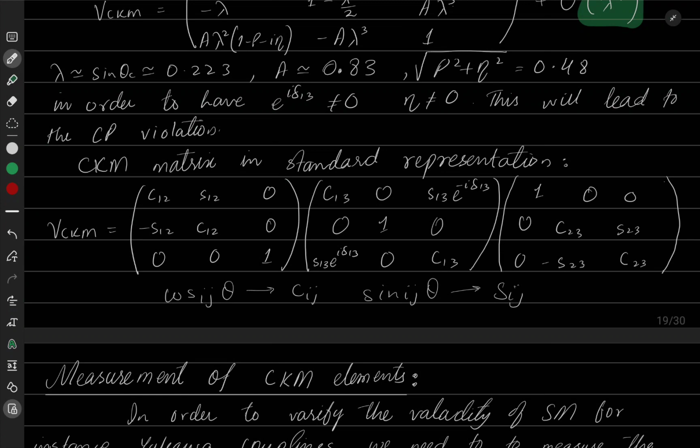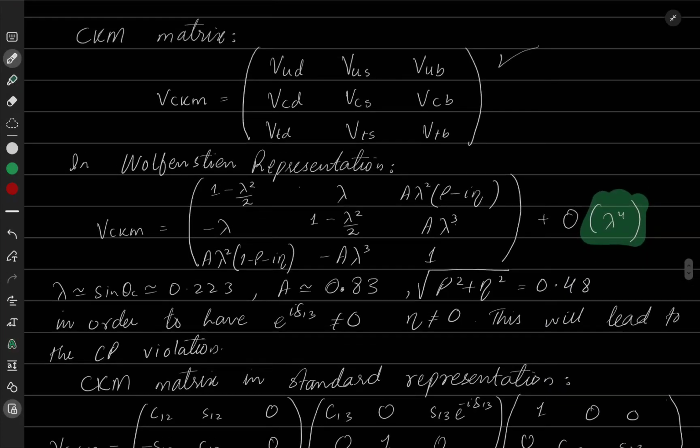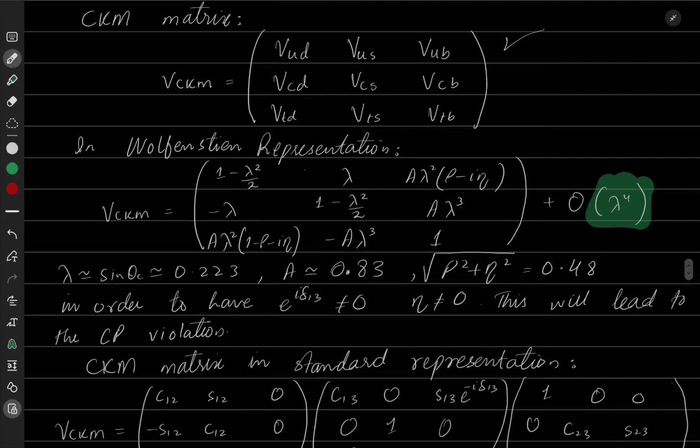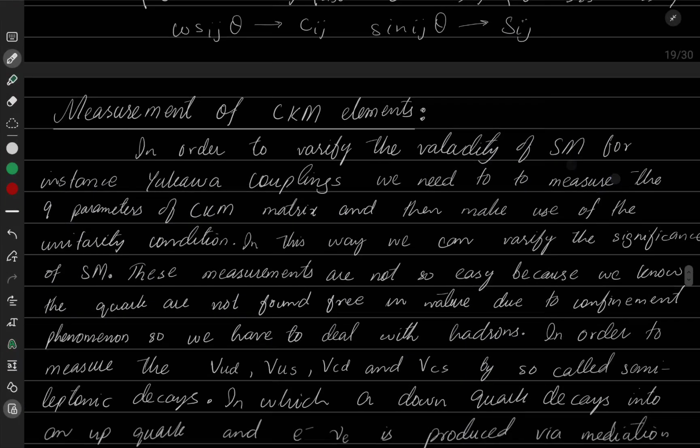Now that we have introduced this matrix, we have to measure the elements or the parameters of the matrix, and by using the unitarity condition we have already reduced the parameters. So now let's see how we can measure the parameters of this CKM matrix.